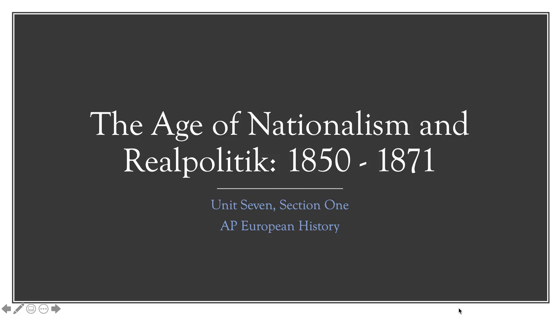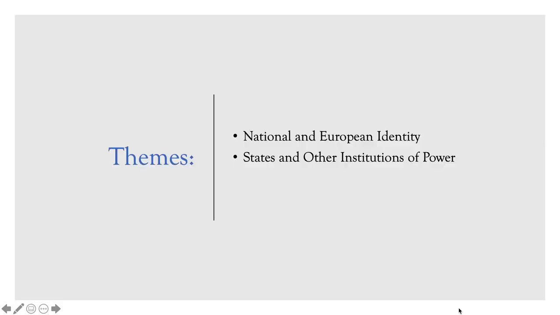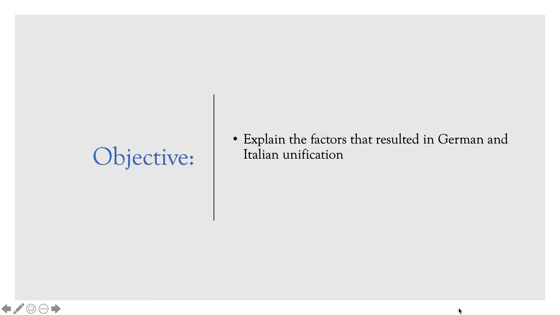The 7.1 lecture is going to be all about the age of nationalism and realpolitik. So we're looking at political history primarily from 1850 to 1871. The themes for this lecture will include national and European identity. That theme in particular is going to be very prominent all throughout Unit 7. And the other theme is states and other institutions of power, as we will be looking at a lot of political history in this lecture.